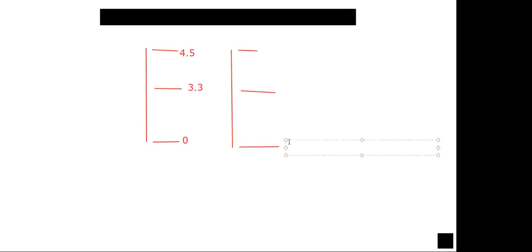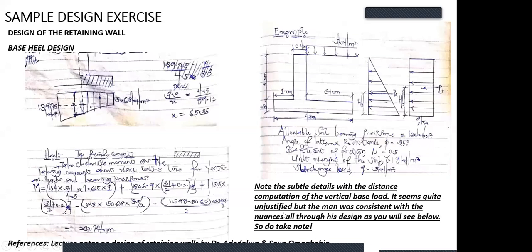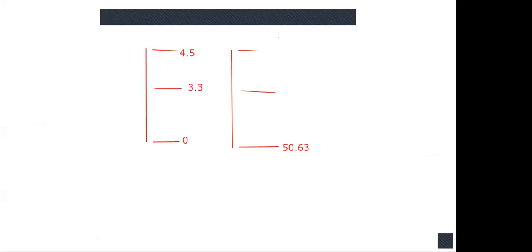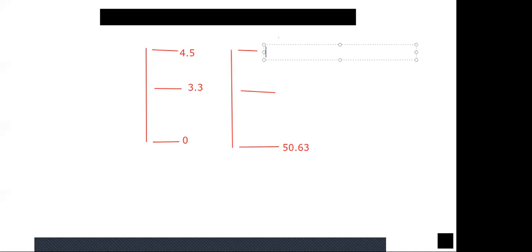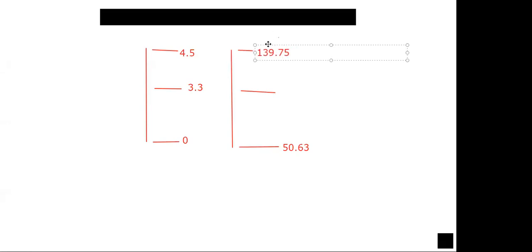Now, if you check your stuff, the pressure at the minimum, I think it's 50.63. Am I right? 50.63. Then the pressure at the maximum, let me quickly check, is 139.75. All right, 50.63 and 139.75. So we have 139.75, right? So we are looking for it here.